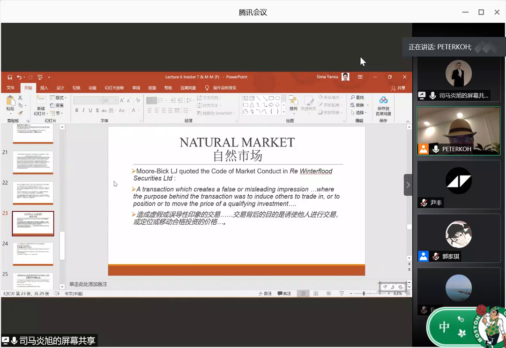it is a transaction which creates a false or misleading impression where the purpose behind the transaction was to induce others to trade in or to position or to move the price of a qualifying investment, right? 中文翻译得很好. So you can see the words in Chinese, right? 什么是自然的市场. And this is a very good quotation from a 上诉院的法官. Very important. Okay, so read it, then you will know why they like to influence the price.